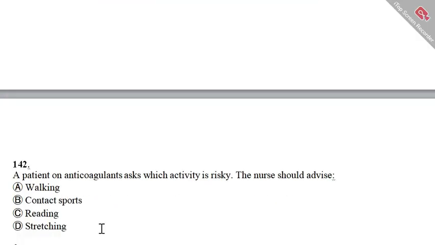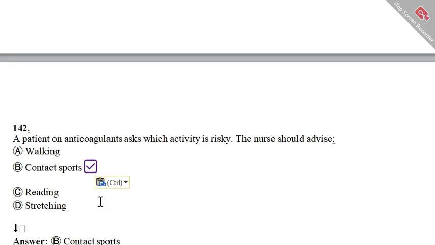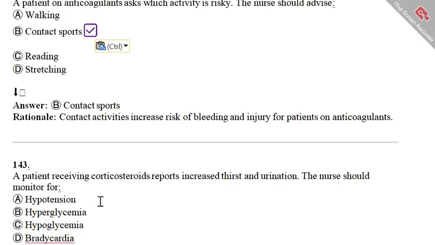Question number 142. A patient on anticoagulant asks which activity is risky. The nurse should advise. The correct option is option B, contact sports. Let's move to the next question.